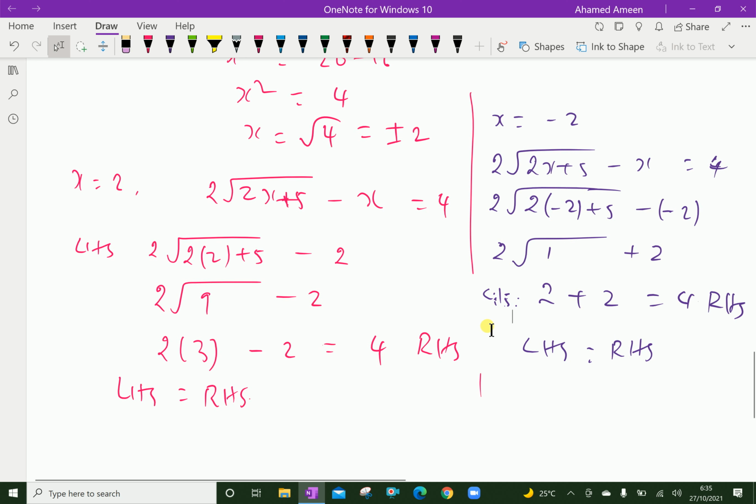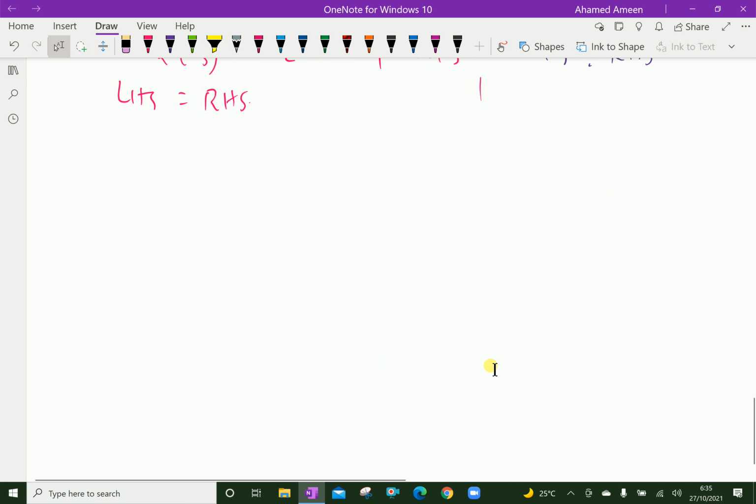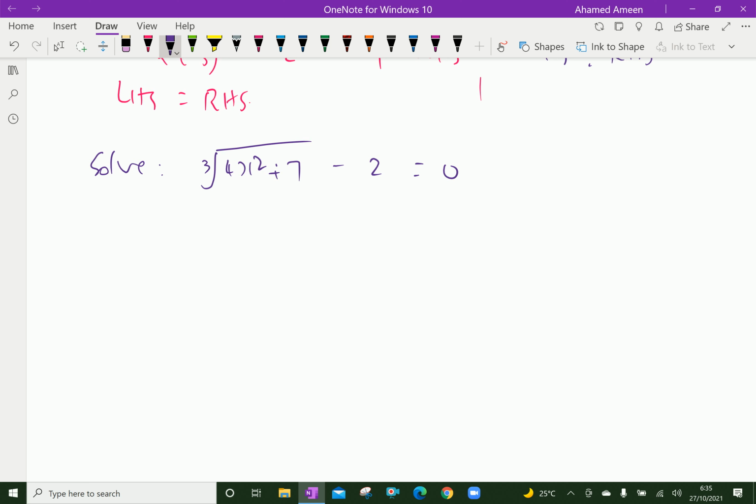Let us do one more problem. Here we'll do one cubic problem. Solve the cube root of 4x squared plus 7, minus 2, equal to 0. Then first write 4x squared plus 7 equal to minus 2, both sides plus 2. Here a cube root is there, so you have to cube both sides.